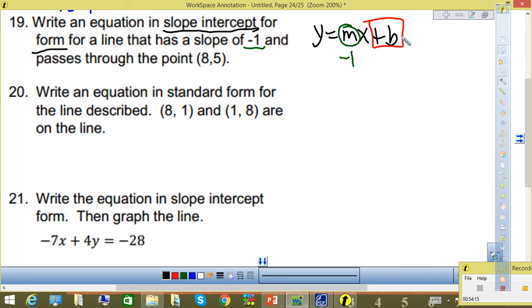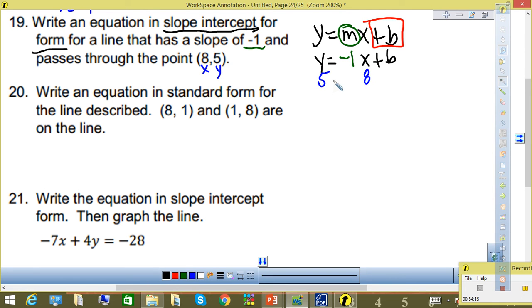And do they give us b? Let's see what it looks like just with the slope. Y equals negative 1x plus b. We still need to solve for b. But they don't give us b. What else do they give us? They give us an x value and a y value. We substitute those in here. This is 5 and this is 8.